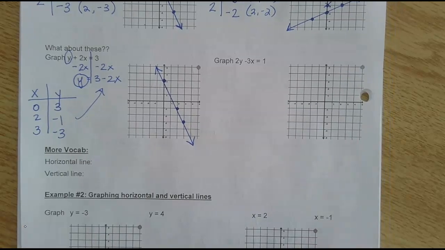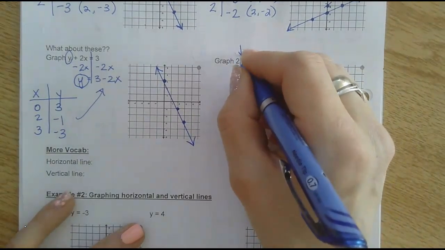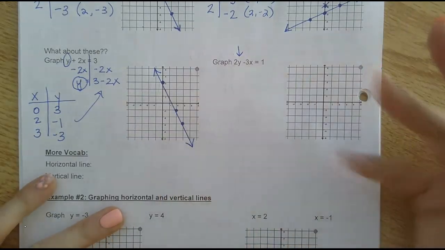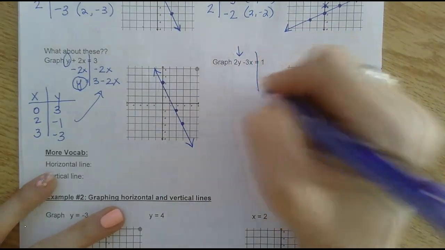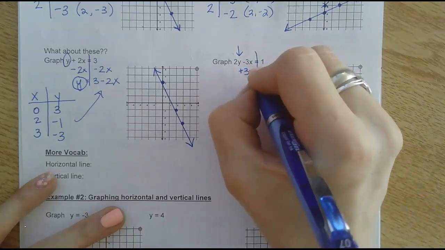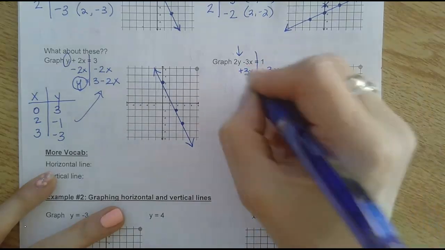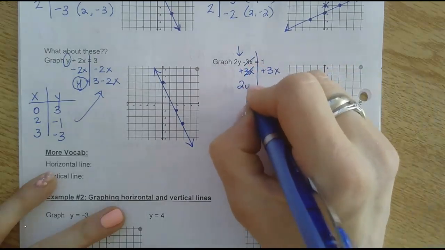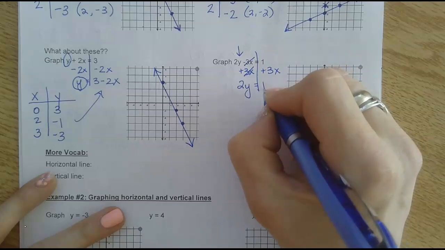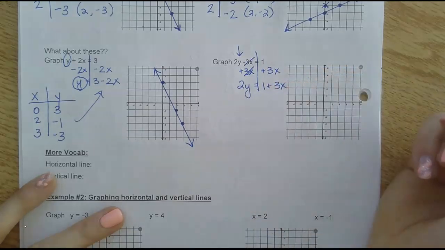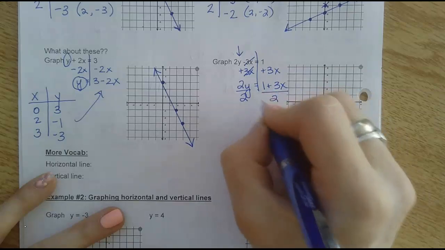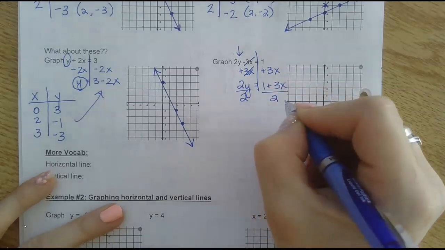Okay, here's another one. You'll see that y is kind of mixed in. So I'm going to go ahead and solve it for y, just so it matches my form of what we want a linear equation to look like. So plus 3x on both sides. I'm just solving to get y by itself. Those cancel out, so now I rewrite it and I have 2y equals 1 plus 3x. So I still have to divide by 2, and I have to divide all of this by 2.